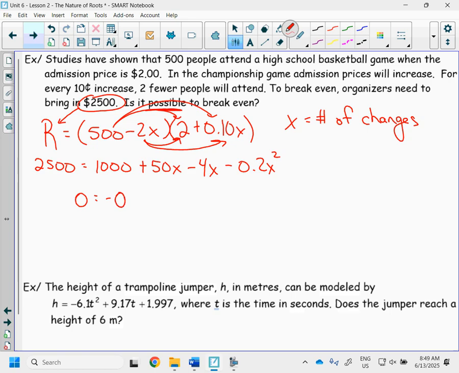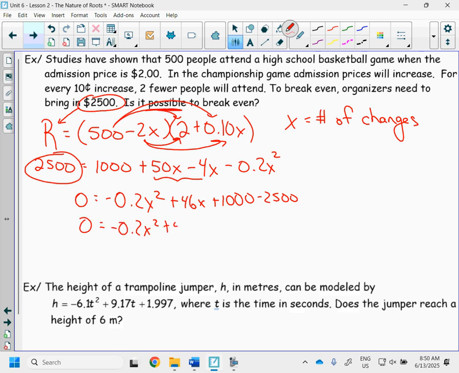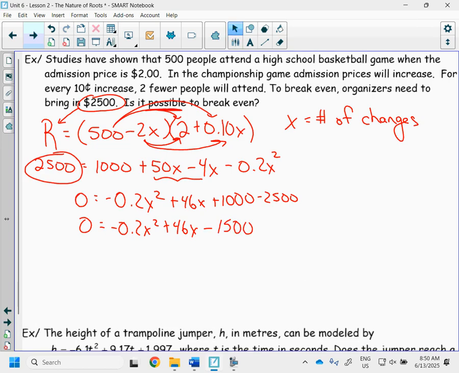So my squared term is going to go first. I'm going to collect my x's. It's going to be 46. I have my 1,000. But I have to bring this 2,500 to the other side. So how about minus 2,500? And then if I collect those numbers, I have standard form and equal to 0. Let's move this down a little bit here.